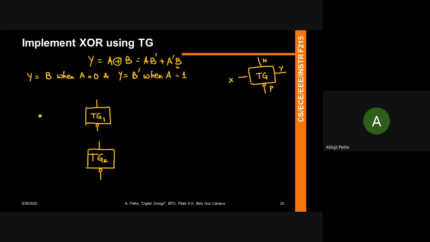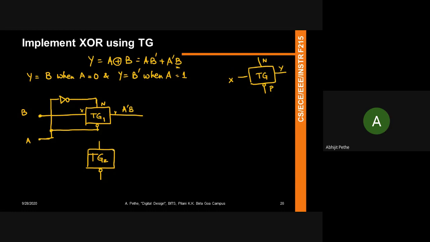So let's talk about the input B. I want B to be sent to the output when A is 0, right? So when A is 0, suppose this is my input A, I will take A, send it through an inverter to the N input and send it as is to a P, right? So this transmission gate TG1 will work when A is 0, right? Everybody following the logic? Why is that? Because when A is 0, N is 1 and P is 0, that is when this turns on, right? So this becomes B when A is 0. So what I've implemented here is A prime B.